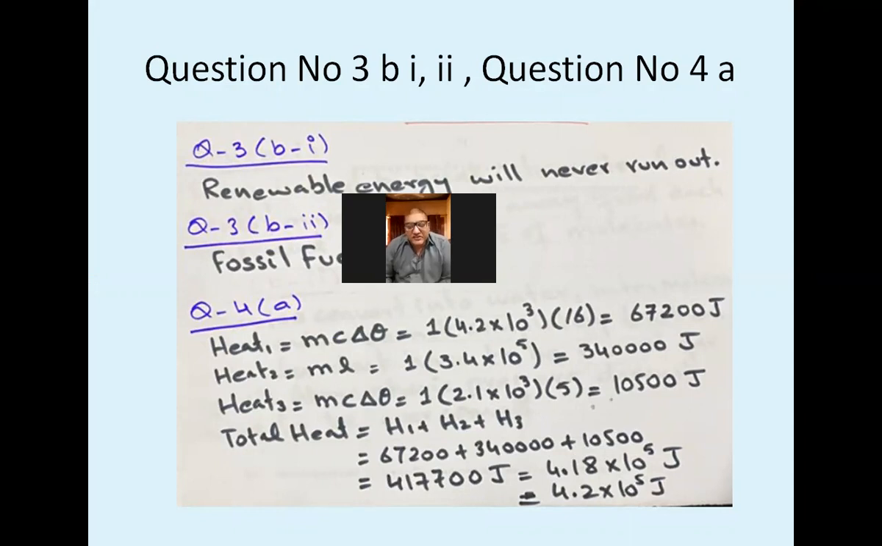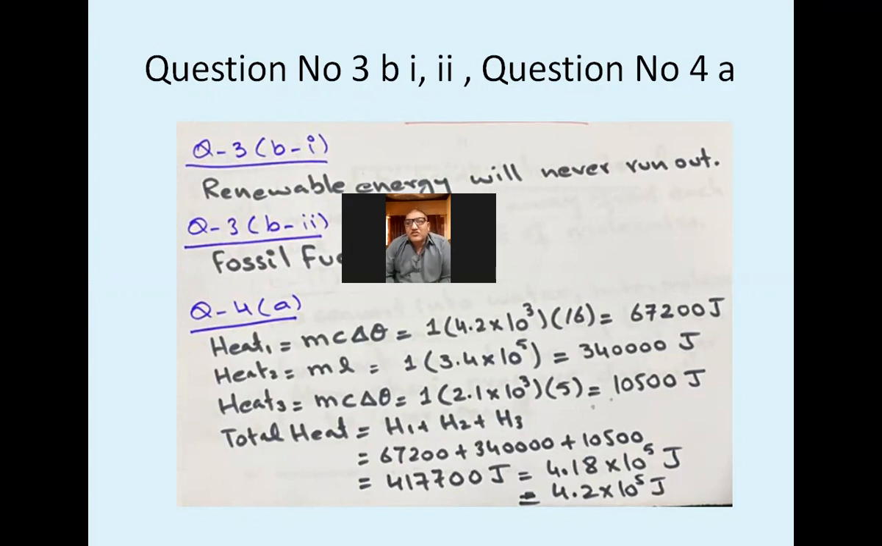So the change in temperature is 16. So I will multiply it, and we get 67200 joules. That will be heat number 1. Heat number 2, where the water converted into ice cubes at 0 degrees centigrade, a state change is taking place. For that, we use the formula heat equals m multiplied by L, where m is the mass and L is the specific latent heat of fusion. So 1 kg is the mass, multiplied by 3.4 x 10^5 joules per kg.